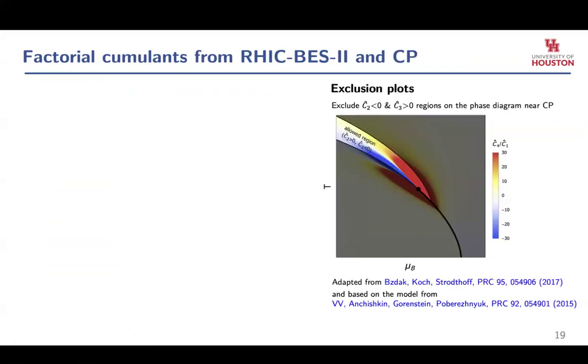And if I allow myself to again entertain the possibility that the deviations are because of the critical point, I could say, okay, I have a positive deviation for C2 and negative for C3, so I'm going to now exclude this negative C2, positive C3 from the phase diagram near a critical point. And if I exclude these regions, I'm left with this band here, which is the allowed region coming from BES-II data, just qualitatively, to have the correct signs of second and third order factorial cumulants.